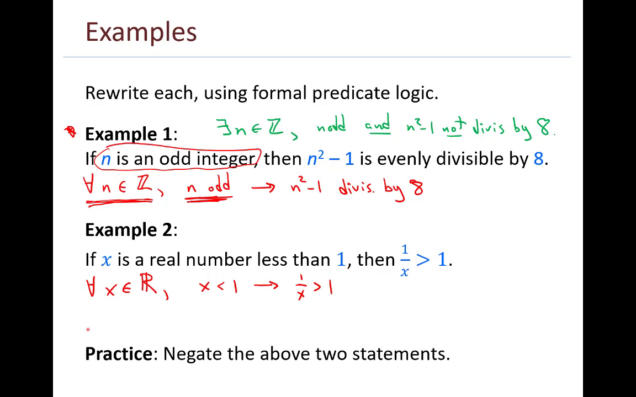And how about in example 2, what does the negation look like? There exists some x in my set of real numbers, there's my counterexample, where x is less than 1 and 1 over x is less than or equal to 1. Those are the negations. Okay.